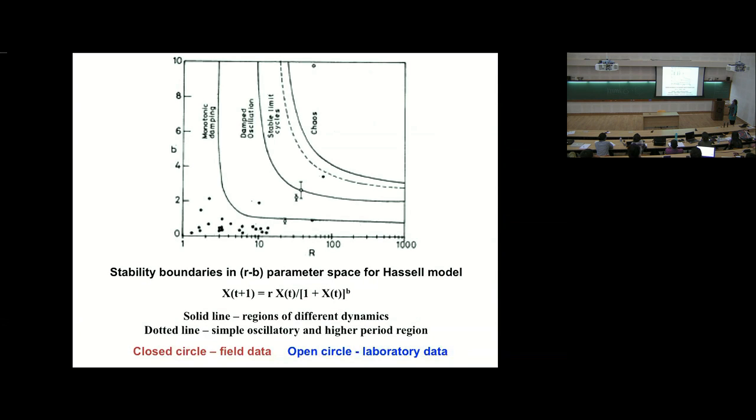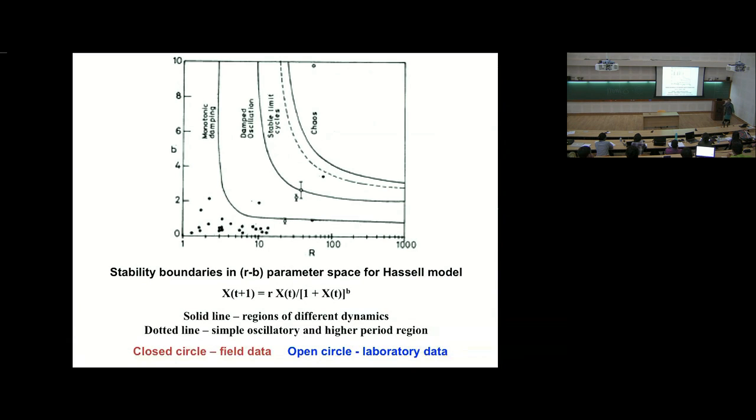And I can draw boundaries of R and B, below which, if B and R values are there, all the orbits are showing stable dynamics. Between these two, it's showing damped oscillation. Here it shows a stable limit cycle. And then in these values of B and R, it shows chaos. Okay, so that is from the model.